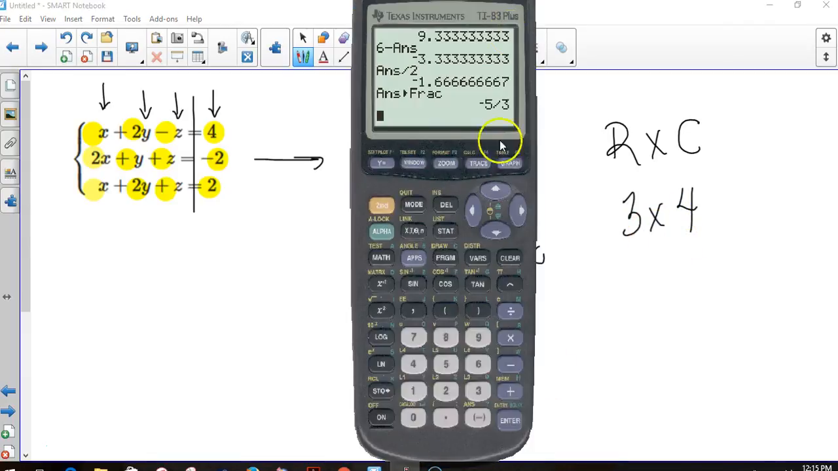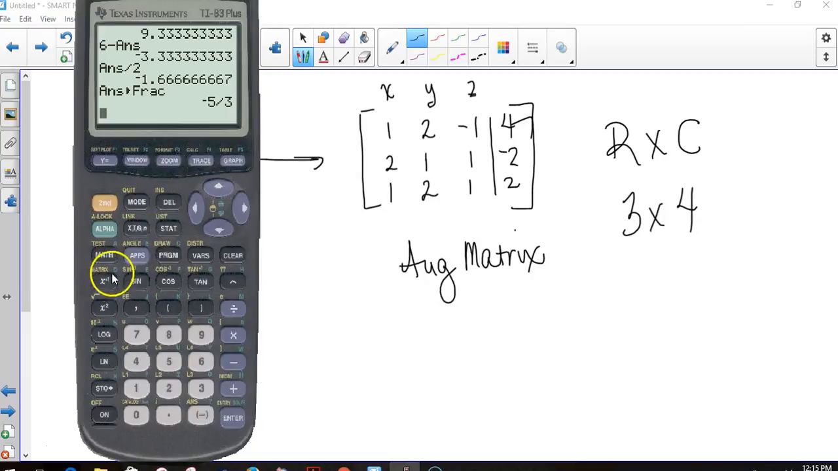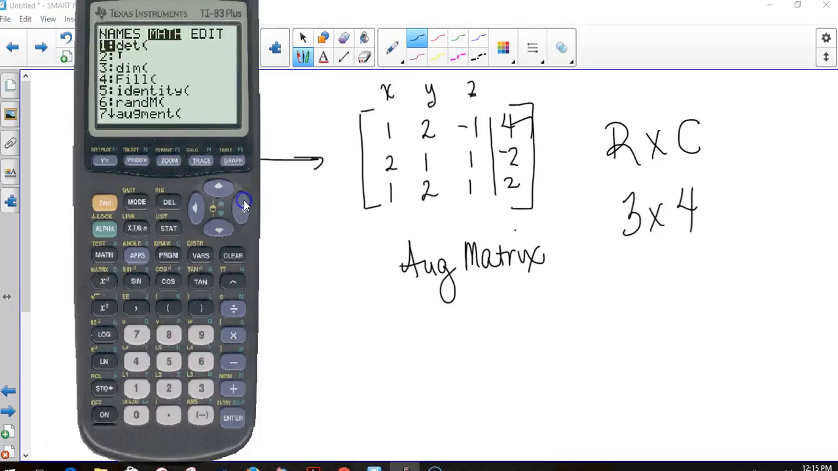I'm going to grab my calculator, and I'm going to click on second x to the negative 1 to pull up the matrix menu. The first thing we need to do is get this matrix in there. So I'm going to go over to Edit, and I'm just going to put him in for A, and I hit Enter. And it says, how big is the matrix? It's a 3, Enter, 4, Enter.